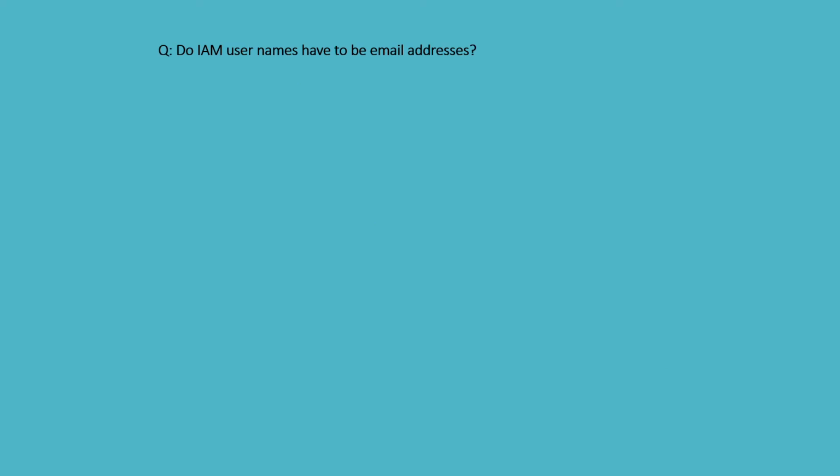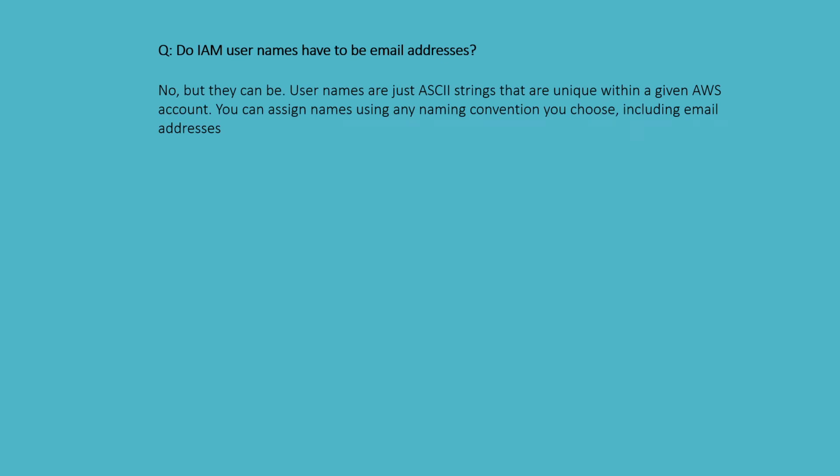Do IAM user names have to be email addresses? No, but they can be. A username is just an ASCII string that is unique within a given AWS account. You can assign a name using any naming convention you choose, including email addresses. Which character set can I use for IAM usernames? You can only use ASCII characters for IAM entities.